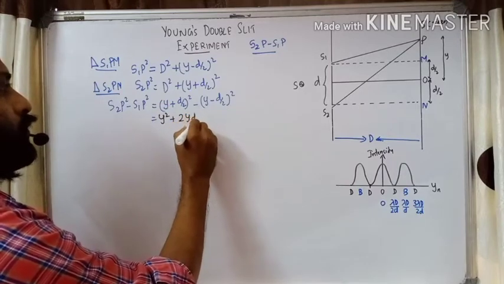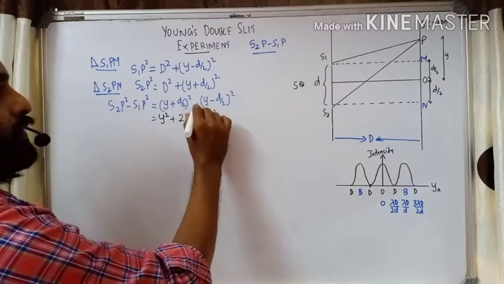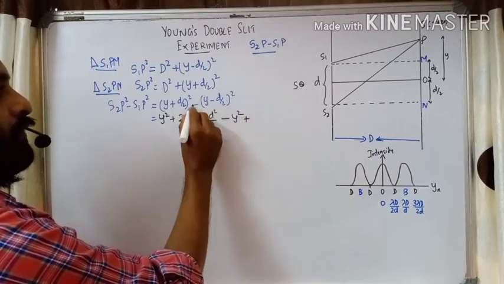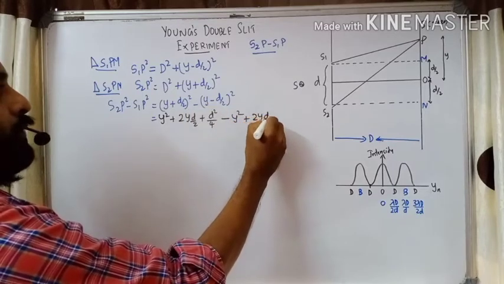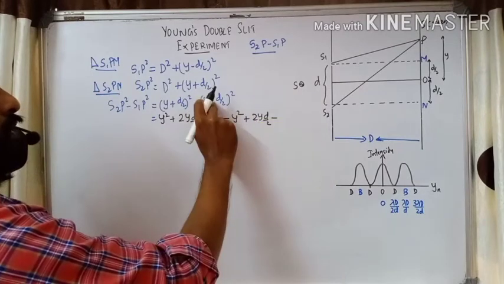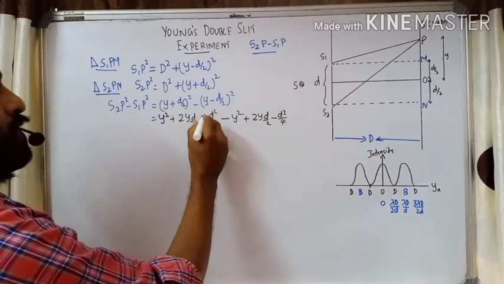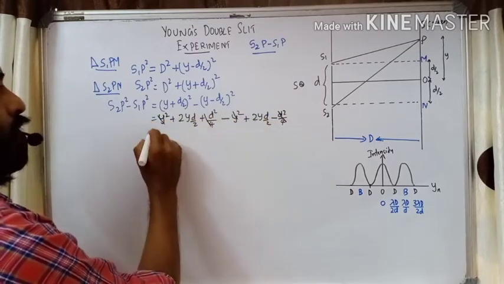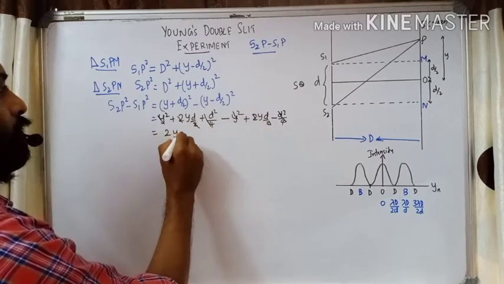2y into d by 2 plus d square by 4, minus, again squaring this, y square. When you take the minus inside, you will have plus 2 into yd by 2. Then we have a minus d by 2 square, which is d square by 4. So we can see these two are cancelled. This also cancels. When you add these two, 2 cancels 2, you will get 2yd.